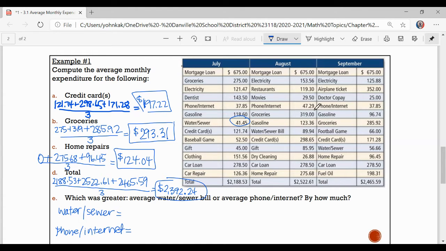Water sewer: 41.45 in July, 89.94 in August, 56.66 in September. So 41.45 and 89.94 and 56.66. I added up 3 numbers, so I divide by 3. That's going to give me $62.88.